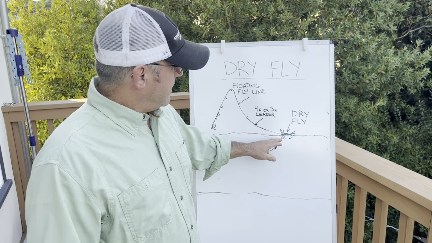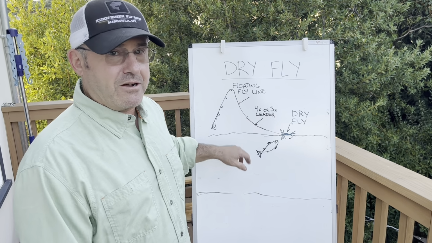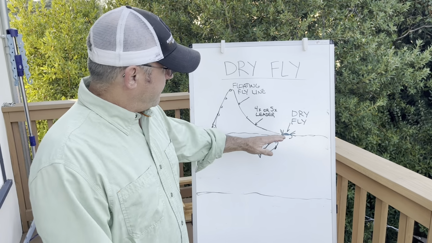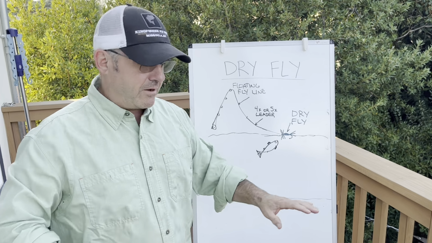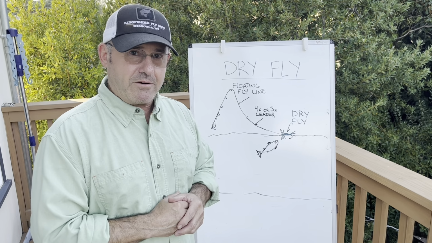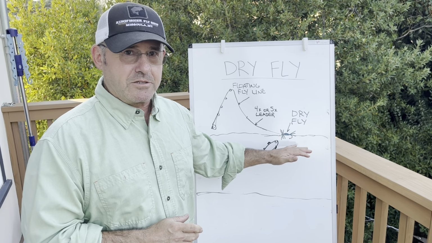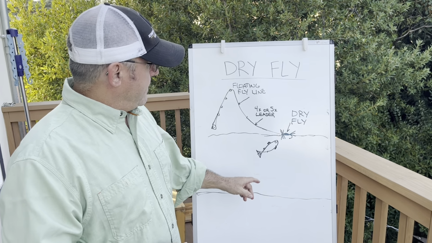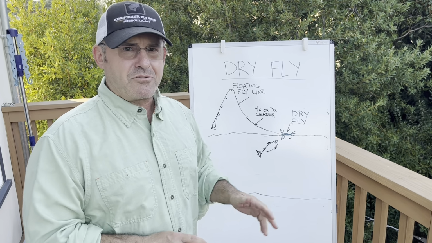So you want to keep as much fly line off the water as possible to prevent the current from dragging the line around and then moving this fly around unnaturally on the surface of the water. So in a nutshell, that's dry fly fishing.